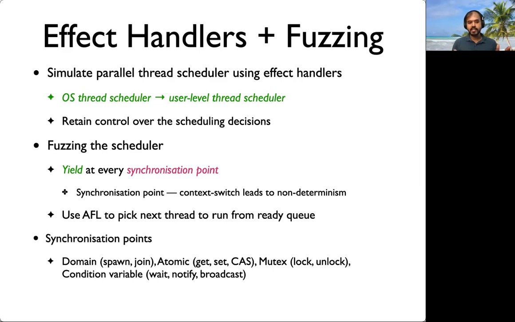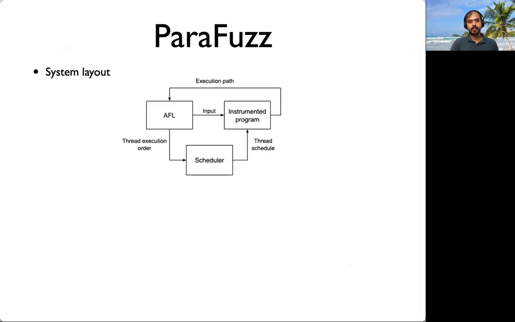So what are synchronization points? These are what you would expect, right? The points where you spawn and join domains, where you read and write and compare and swap atomic variables, lock and unlock mutexes, wait, notify, and broadcast on condition variables.